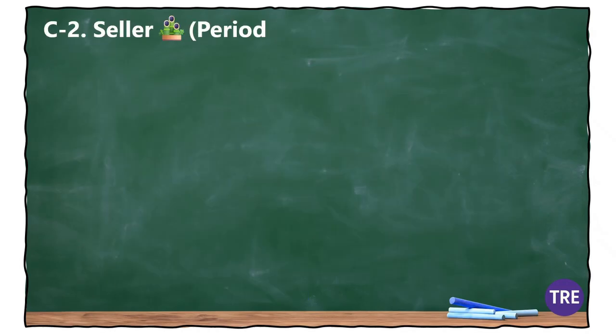Now, let's turn to the seller side and compare the periodic and perpetual systems, both under the gross method. The main difference is in the accounts. Under the periodic system, we record only sales, returns, and discounts. Cost of goods sold is updated later, at the end of the period. Under the perpetual system, we record both sales revenue and cost of goods sold at the time of each transaction.